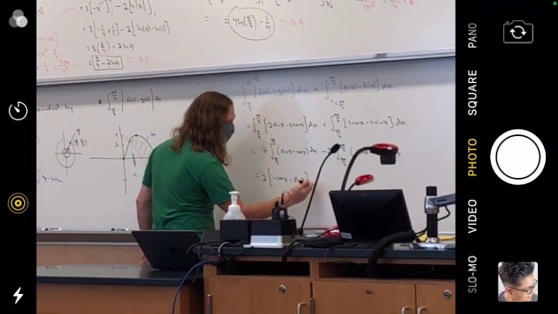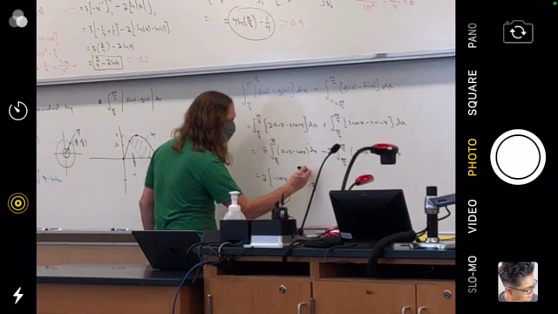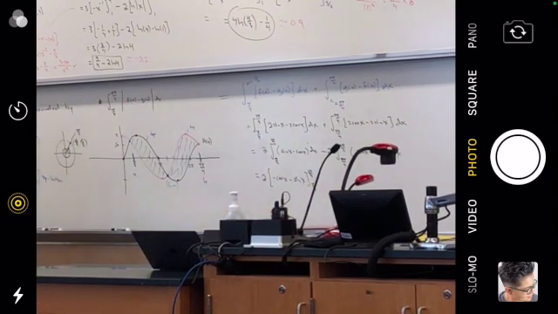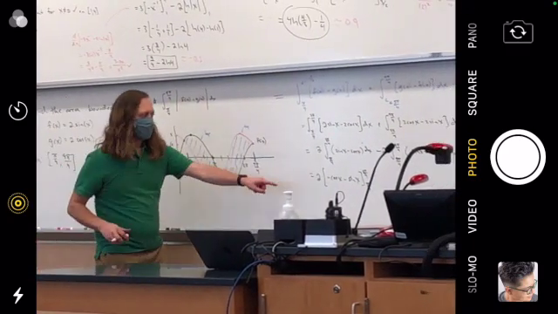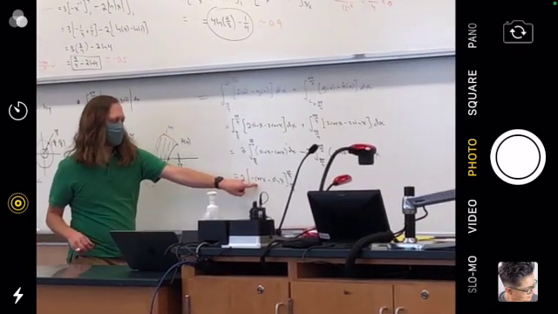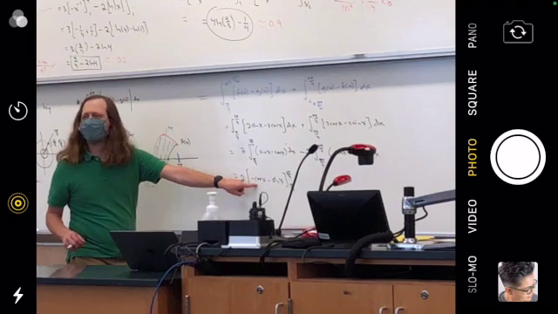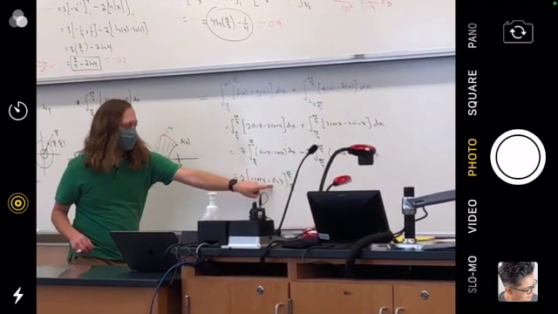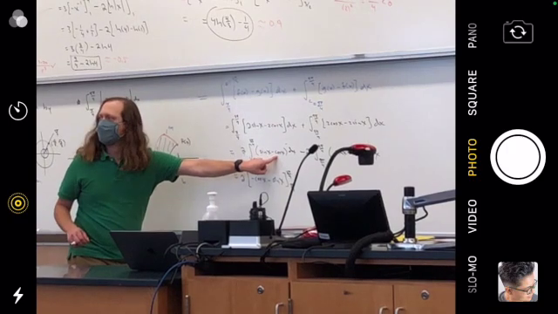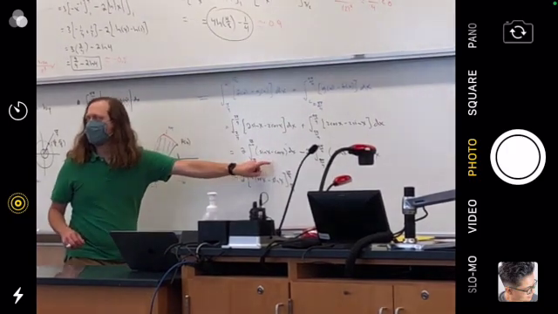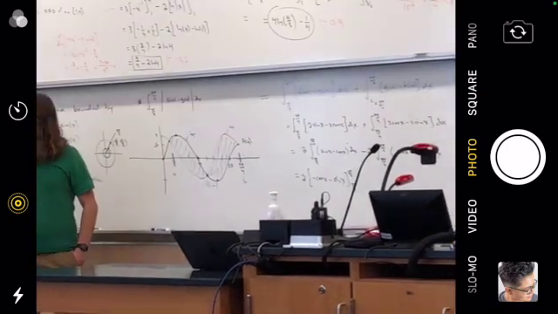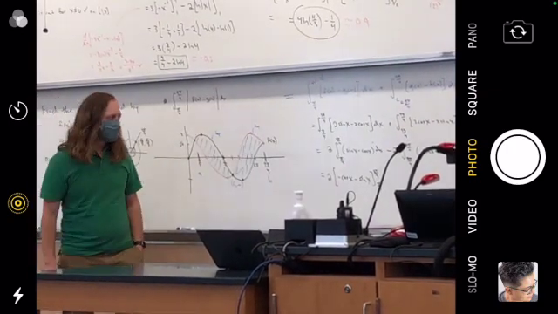Before I evaluate from pi over 4 to 5 pi over 4, what should I do right now? What's the derivative of this? The derivative of negative cosine is sine, the positive sign. The derivative of sine is cosine. So always check right now. It's too easy to miss a negative sign.